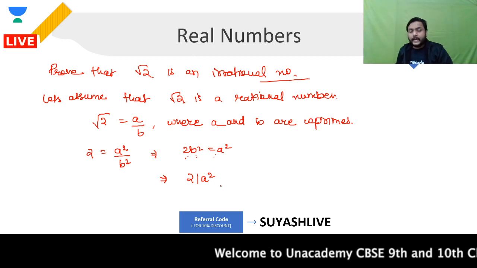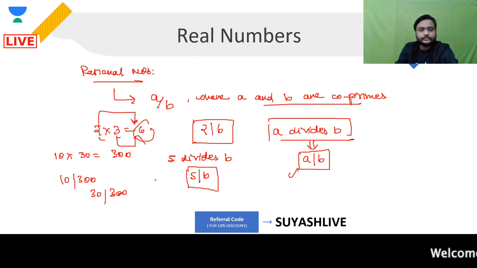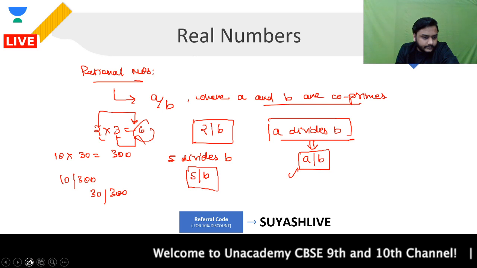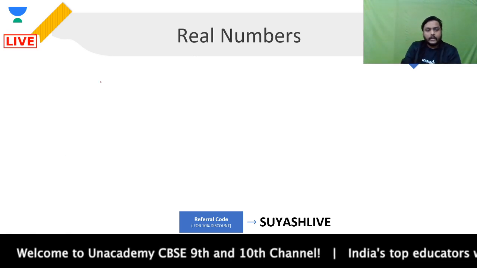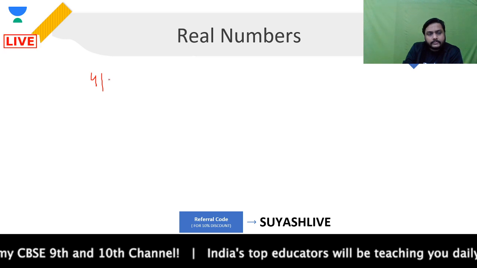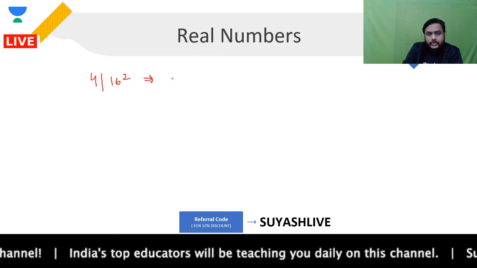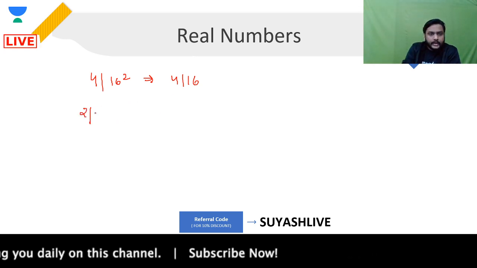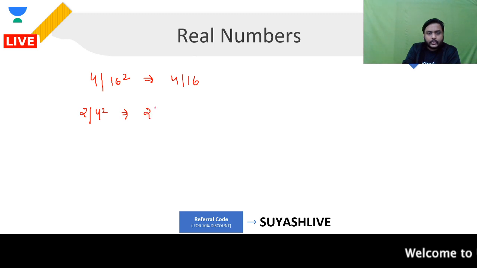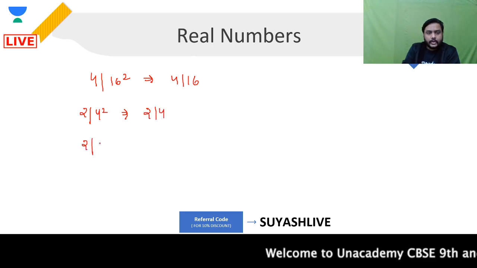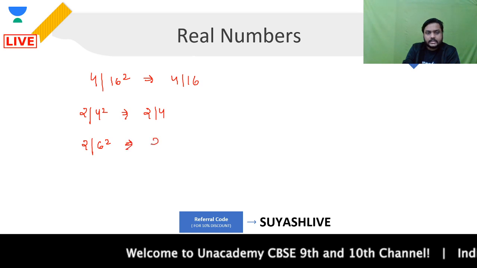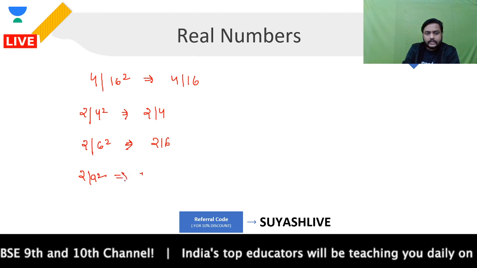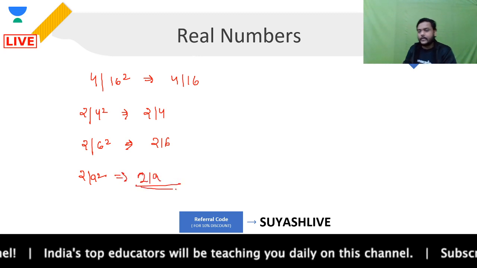Now, when 2 divides a square, come back here again. What I'm telling you is this. Let me erase this part. We don't need it, right? Now, when I'm saying that 4 divides 16, which is a square, can't I say that 4 will divide 16 as well? When I'm saying that 2 divides 4, which is a square, can't I say that 2 divides 4 as well? When I'm saying that 2 divides 6, can't I say that 2 divides 6 as well? In the same way, when 2 divides a square, can't I say that 2 will divide a as well? How many of you are clear with this, guys?